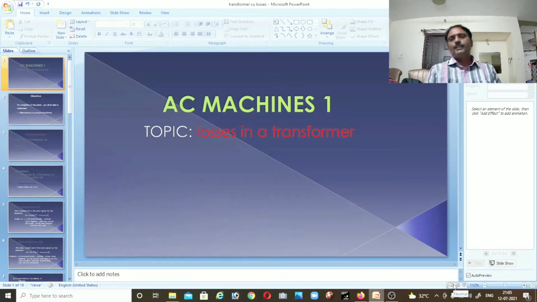Transformer losses: generally, students find difficulty in calculating the copper losses at different loads because the copper losses are variable losses. They depend upon the current. As the load varies, the copper losses are also going to vary. So in this session, I am going to explain briefly in a simple way how to calculate the copper losses at different loads, and also we shall deal with the different types of losses that we are going to have for a transformer.